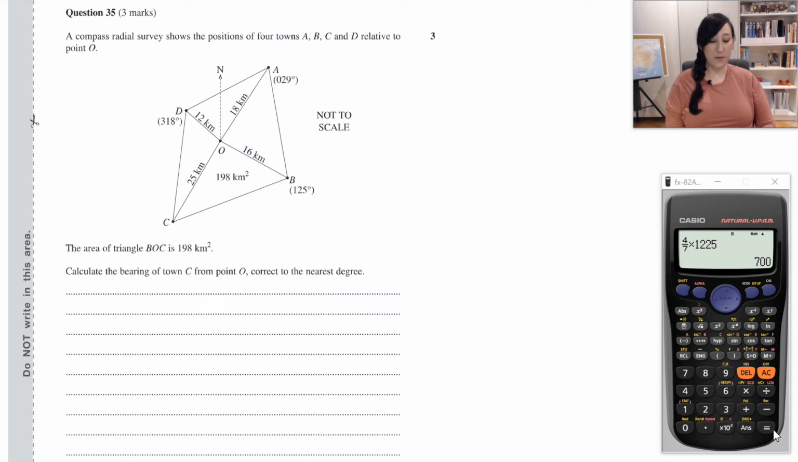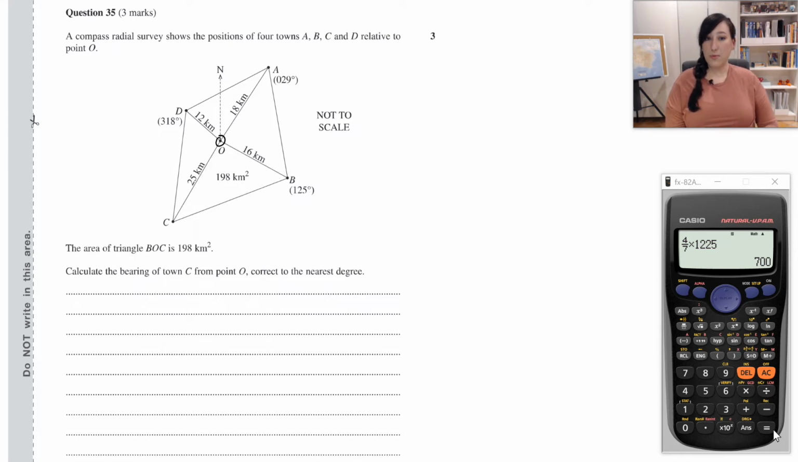Okay, so we're looking for the bearing of town C from point O. The bearings of all the other points are given. For example, town A has a bearing of 29 degrees. We're missing the bearing for town C, but we are given the fact that the area of triangle BOC is 198 square kilometers. We should be able to use that information to find something missing in this triangle that will help us work out the problem.